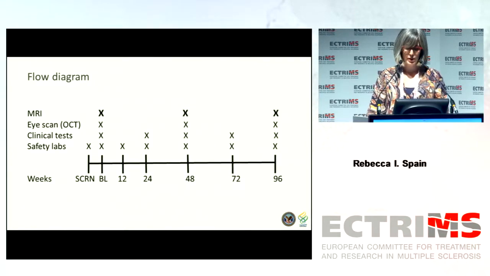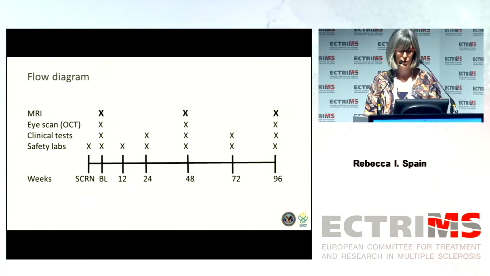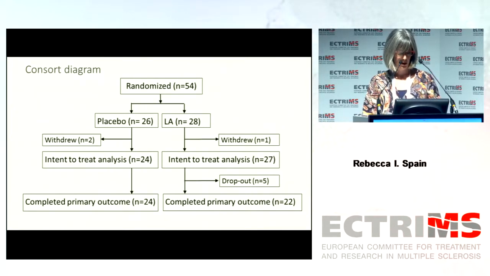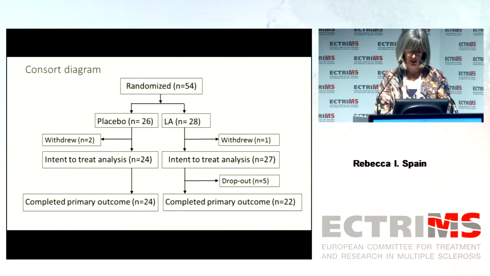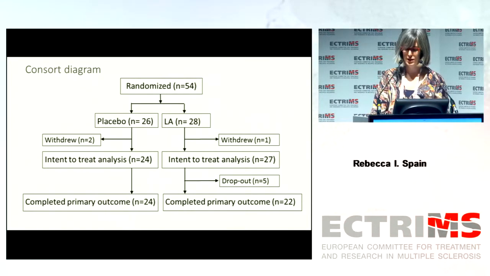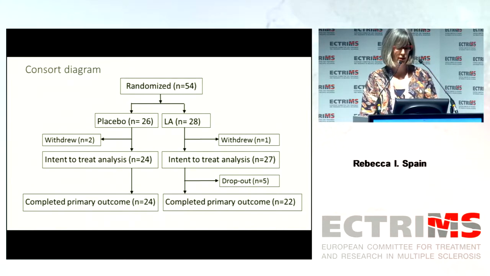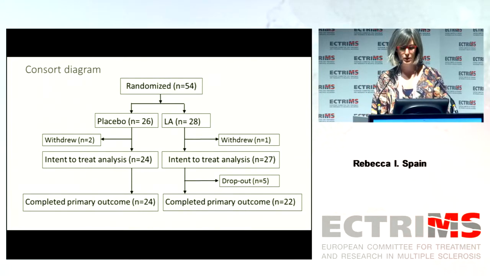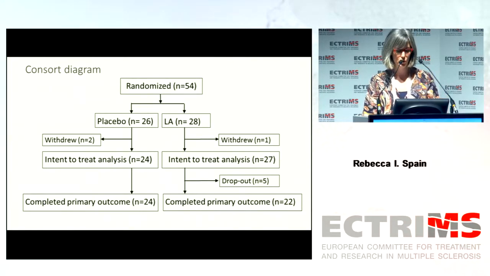The flow diagram shows the main study outcomes measured at baseline, 48 and 96 weeks. Safety labs were collected at all 7 study visits. Of the 54 randomized patients, 3 withdrew before taking study drug, such that the intention-to-treat placebo cohort had 24 patients, and the lipoic acid cohort had 27 patients. There were 5 dropouts in the lipoic acid cohort only.